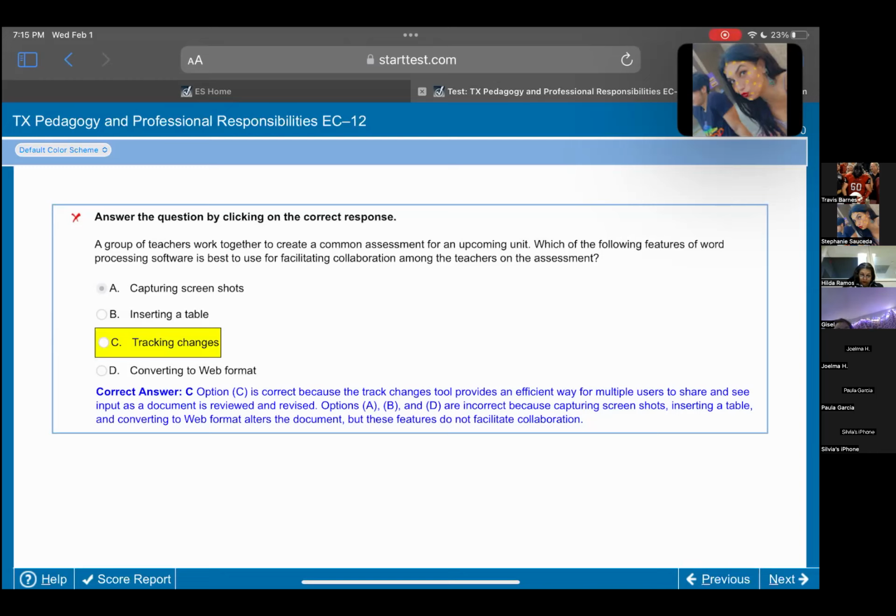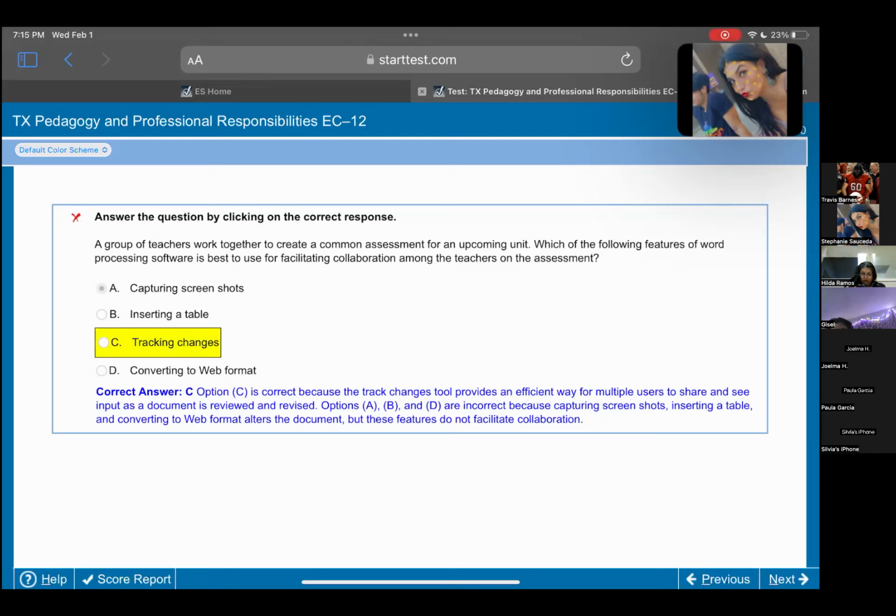So C is correct because the track changes tool provides an efficient way for multiple users to share and see input as a document is reviewed and revised. And let me tell you, if you are a public school teacher, and you're having students write any sort of thing and revise any sort of thing, Google Docs is amazing because they can track changes.